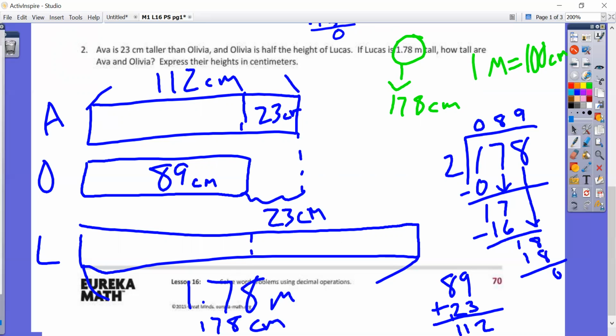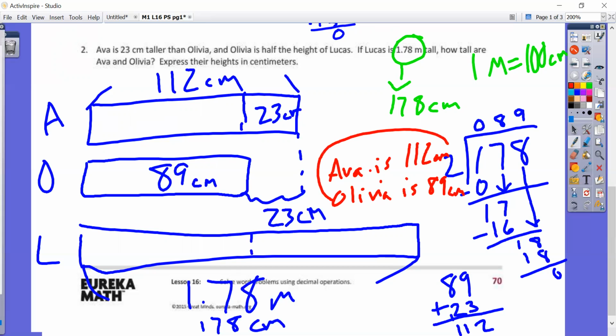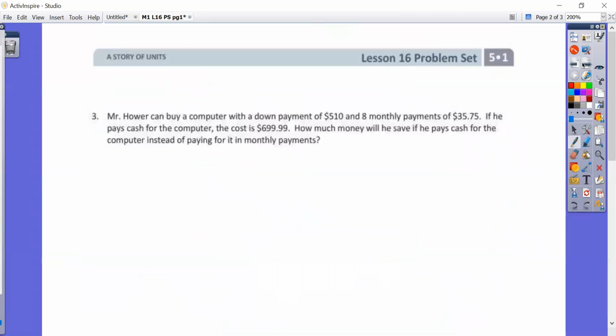Perfect. So how do they want us to express their heights? In centimeters. So let me just change colors because I ran out of space. So Ava is 112 centimeters and Olivia is 89 centimeters. Sorry, that got crammed, but that's the answer. Perfect. All right, let's move on to the back side.